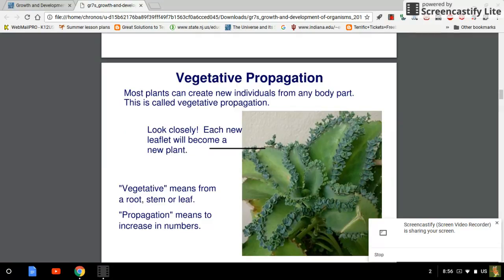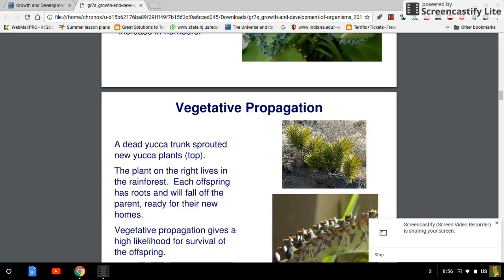There's also something called vegetative propagation. Most plants can create a new individual from any body part. This is called vegetative propagation. So if you look closely, each new leaflet becomes a new plant. Vegetative means root, stem, or leaf. Propagation means to increase in numbers.